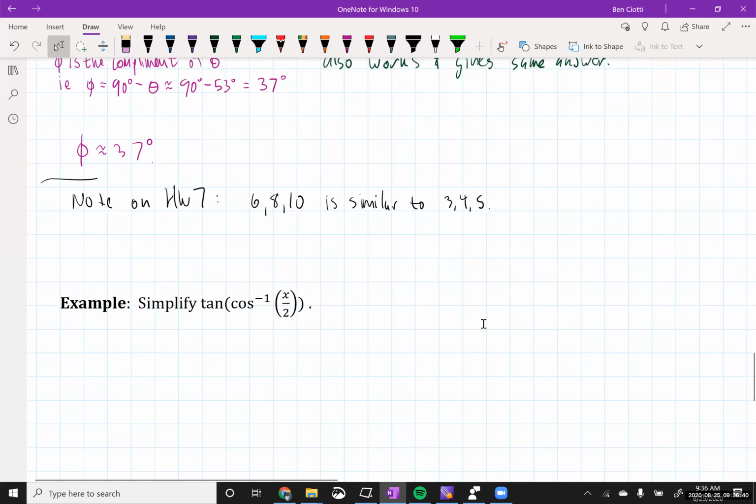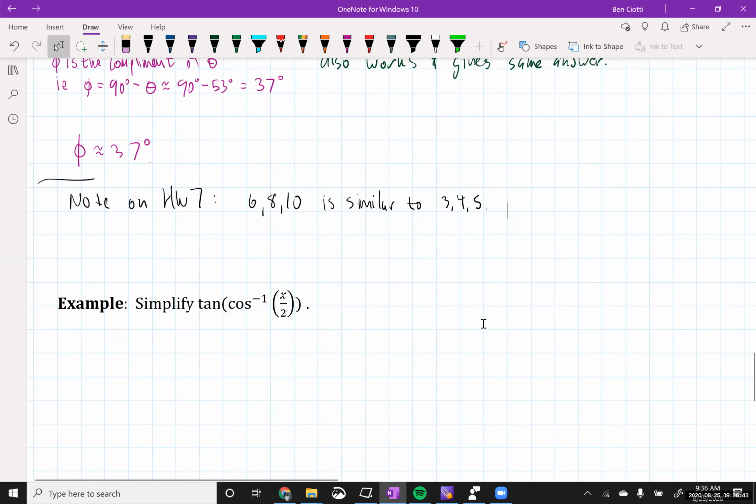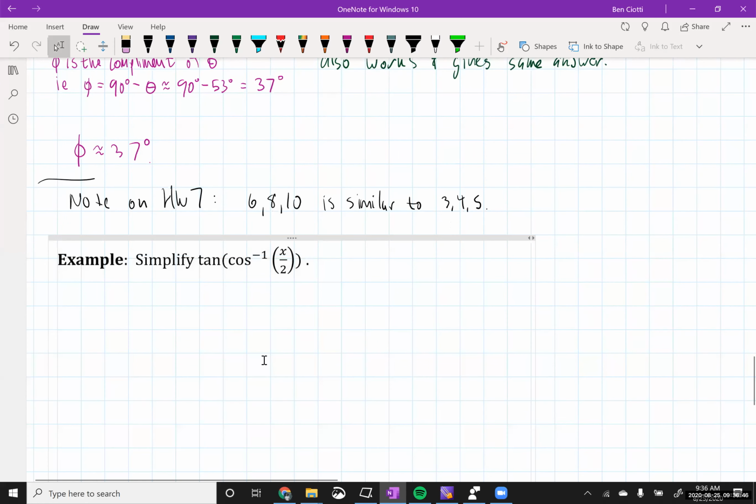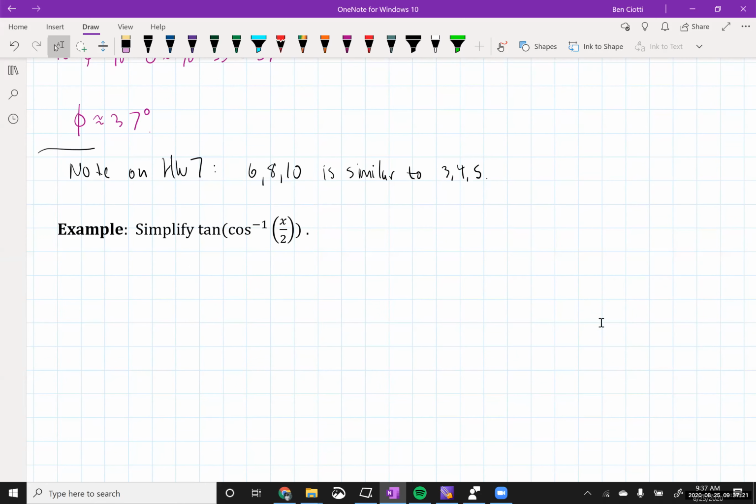So here is another example that I want to do, just to show you another type of problem that we can solve using inverse trig, or an expression we can simplify. This is also something that comes up in calculus. Yet again, I can't tell you how many times I've seen calculus students not know how to do this because they forgot what I'm about to show you when they took pre-calculus. So let's simplify tan of cos inverse of x over 2.